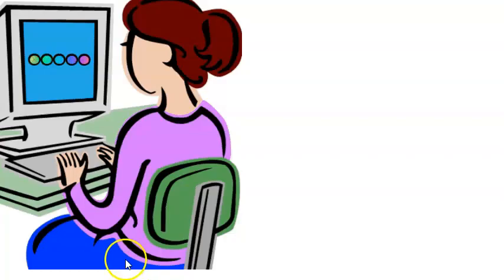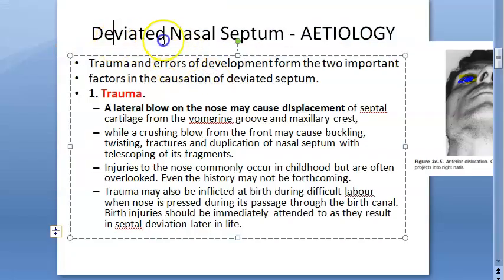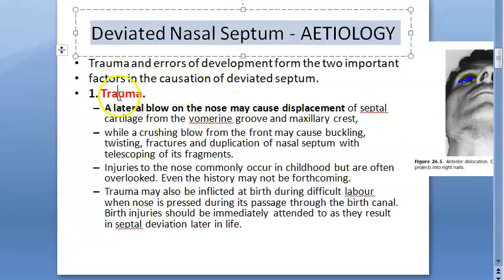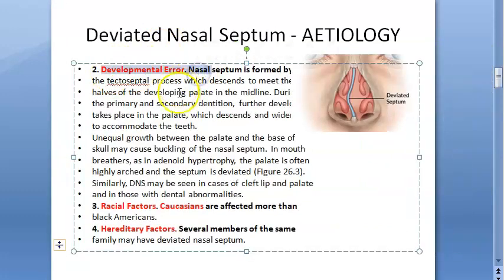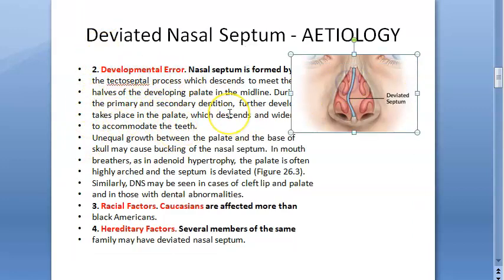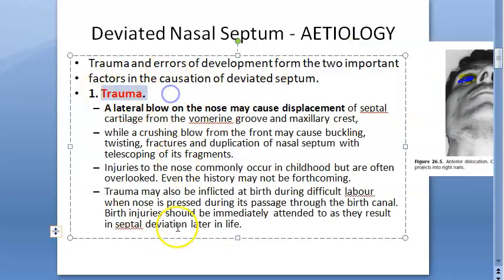Okay. So now let us go to the causes. Why does the nasal septum get deviated? So the main thing you remember, trauma. Then developmental error. These two standard things you have to write. Either they are born with it or somebody punched them, so they got a deviated nasal septum. So the developmental error, they are born with the deviated septum, or trauma. Okay, these two are the main things.